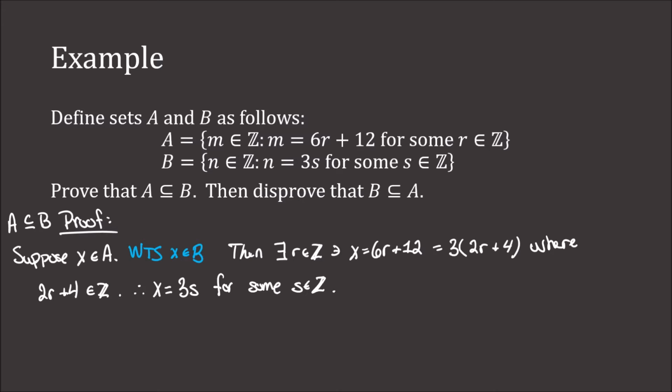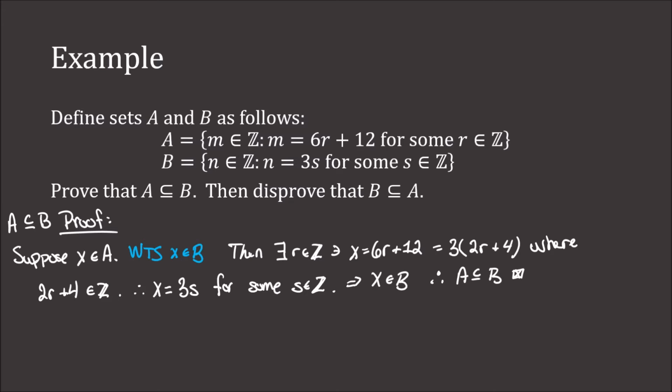Well, this means that x is in B, right? Right, because B is a set of integers that can be written as 3 times an integer. So therefore, A is indeed a subset of B. That is the element argument.